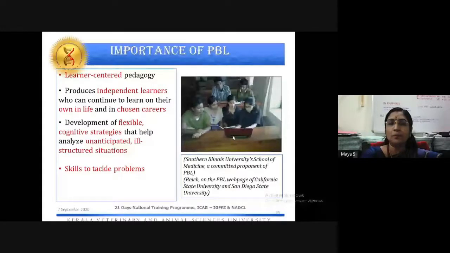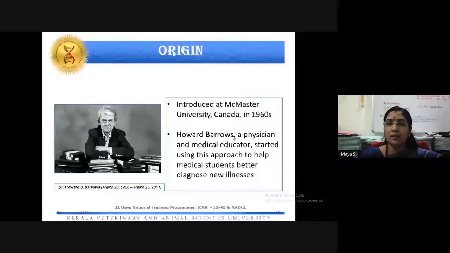And who introduced problem-based learning? First of all, let me introduce to you Howard Barrows, who was a physician, and he wanted his students to better diagnose new illnesses. That is how in 1960 he introduced this new method. Now it is not new, but we have to go through it as a new technology.